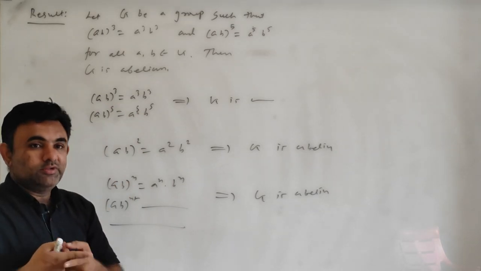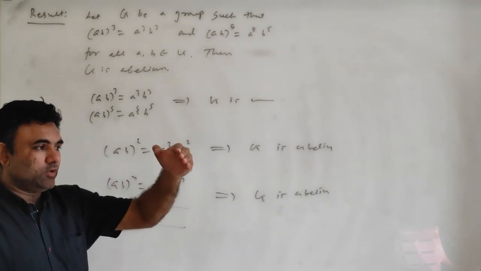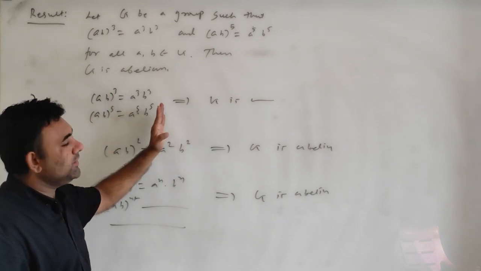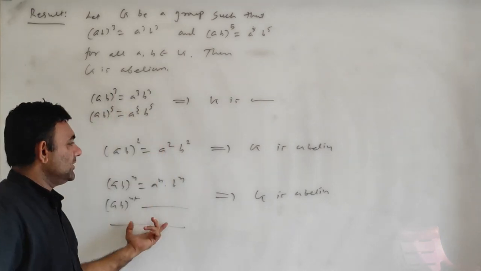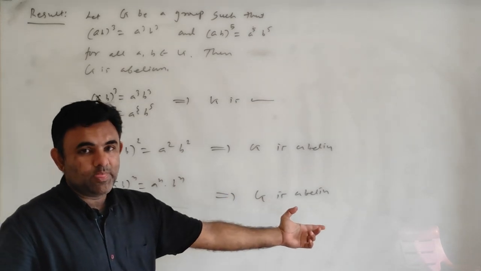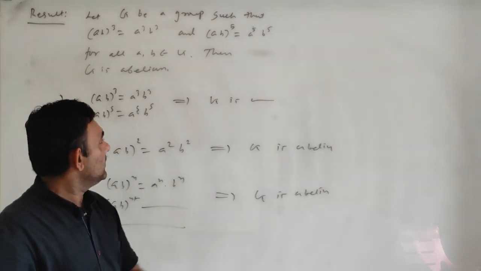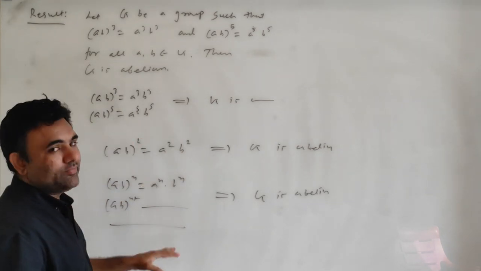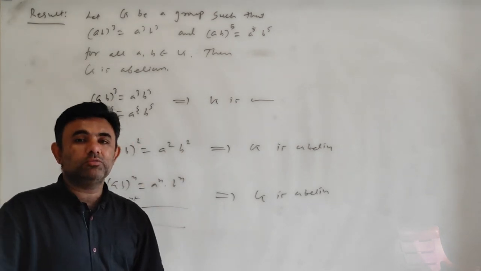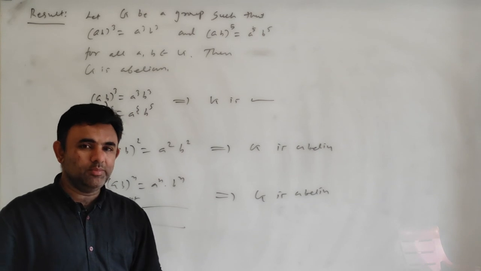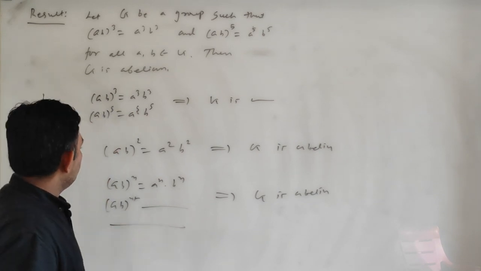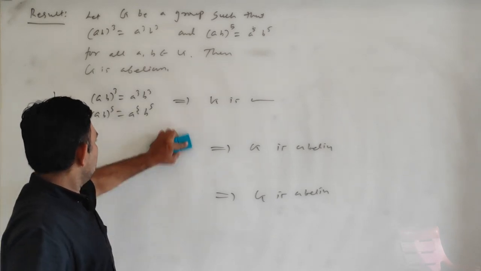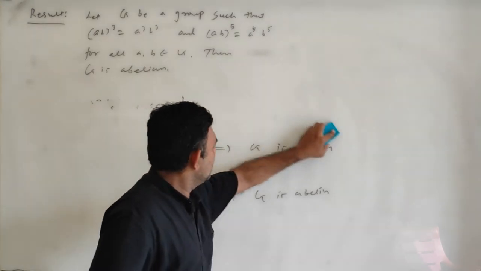Then we have 3, 4 and 5, consecutive powers which can be distributed. So using this result we can claim that G is abelian. And the third way is you just manipulate something and prove that AB equals BA for all A, B belonging to G. So let us try to prove this result. Here we have these three ways, so let us see what we can do.